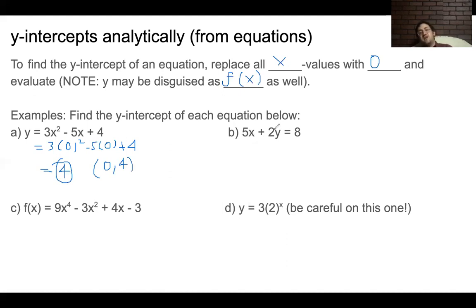Now in this one, we don't have a y equals, but if you just put in 5 times 0 plus 2y equals 8, we just get 2y equals 8. And that means that y is equal to 4. And then this one is just with function notation instead.